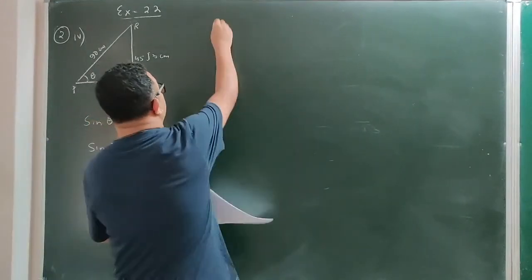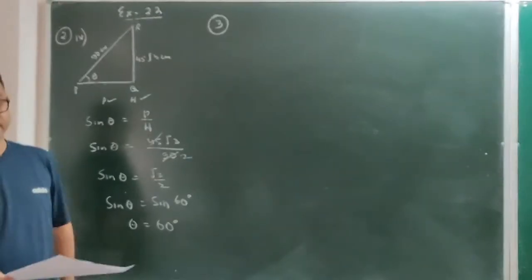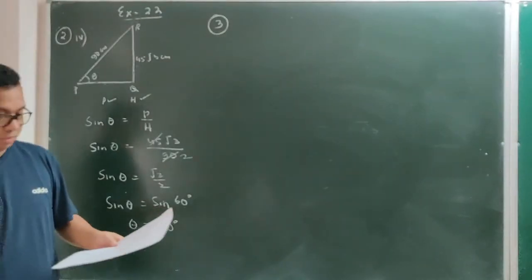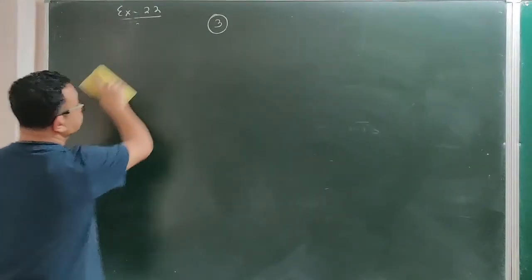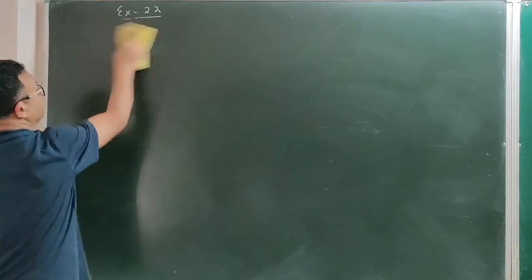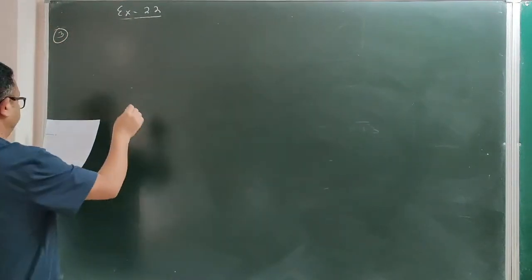Now going to question number 3. Now you know our triangle is getting doubled. In fact, two triangles are coming. Okay, let me rub it now. I may require a lot of space, so let me rub it. Question number 3 has a diagram something like this.